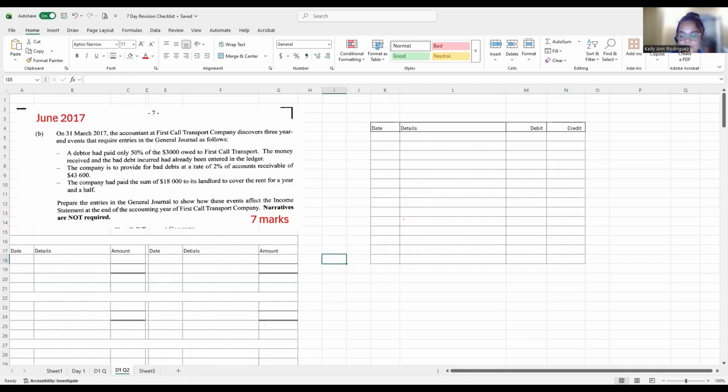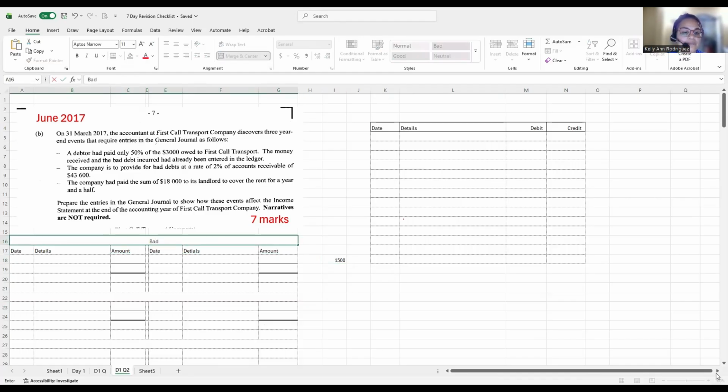So if you paid 50%, the other 50% is what needs to be accounted for. So 3,000 multiplied by 50% is 1,500. So you need to open a bad debt account.